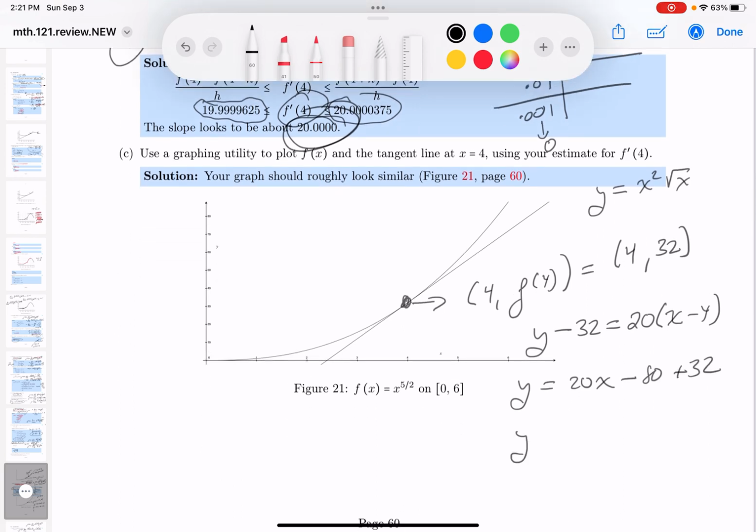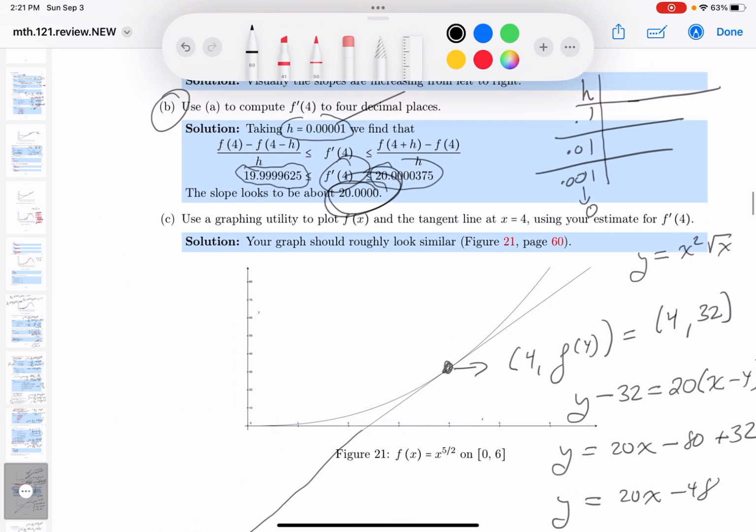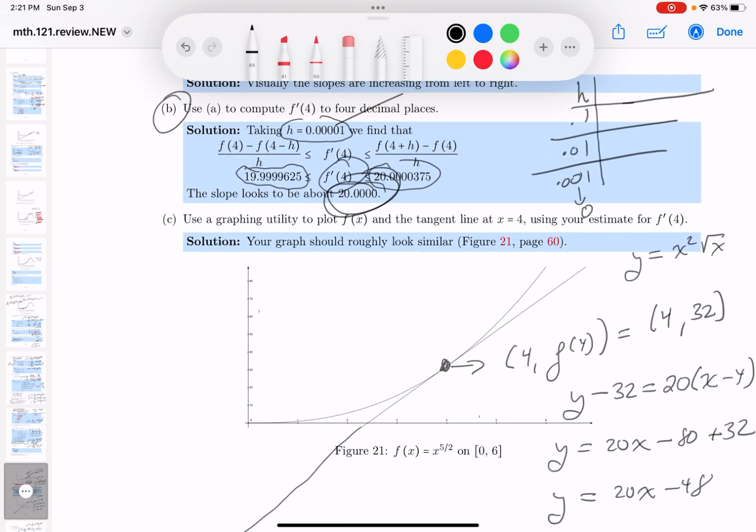And if you did this, it's going to be y equals, let's see, 20x. That's a pretty steep slope, isn't it? And then, minus 80 plus 32 is minus 48. All right? What am I expecting? That this line intersects the y-axis at minus 48 and has a slope of approximately 20. And what I do, I use a computer to do that, and I do recommend that you also use your computer to do that. All right?